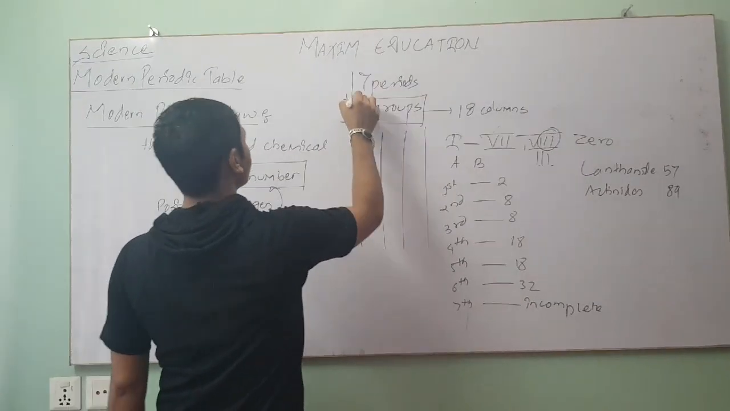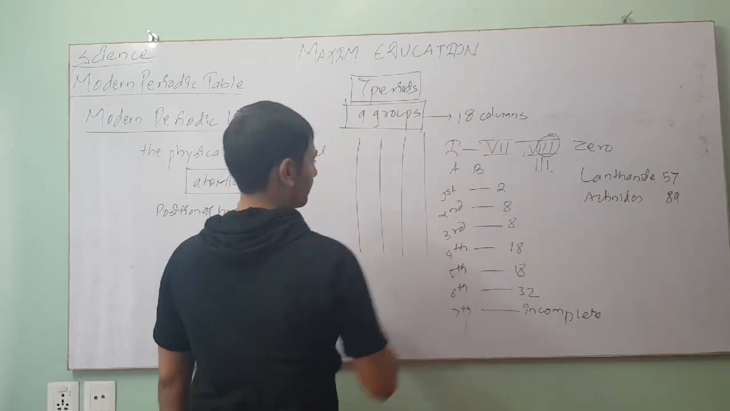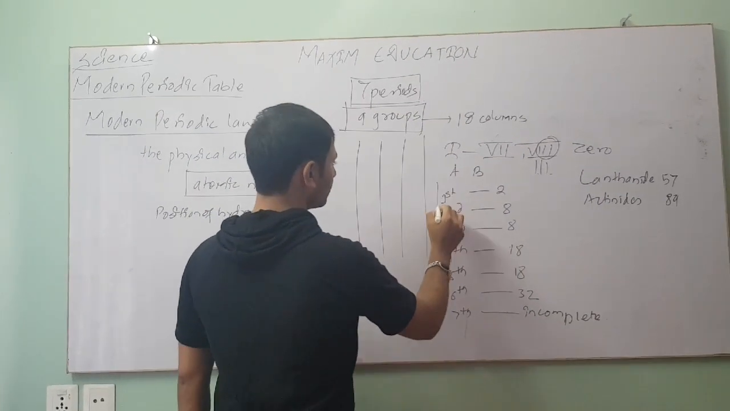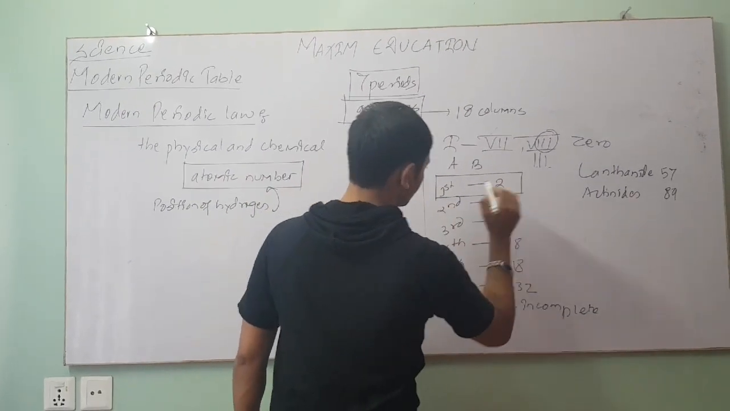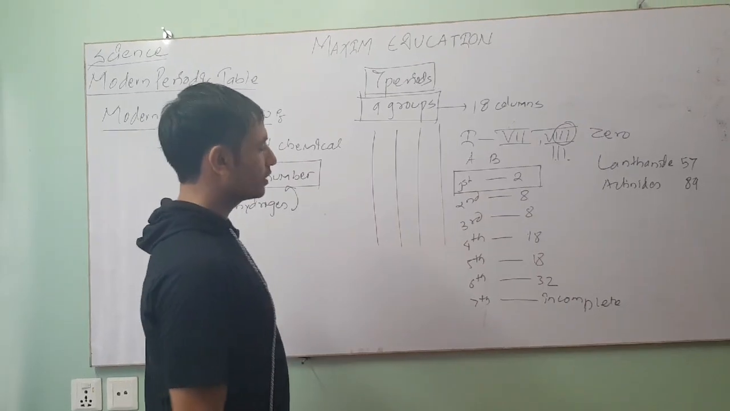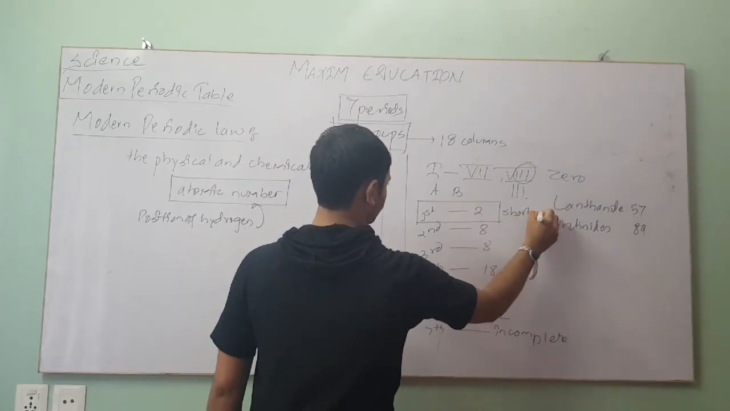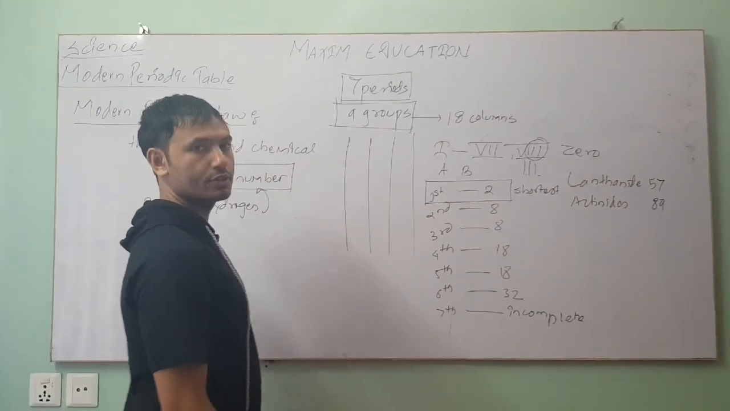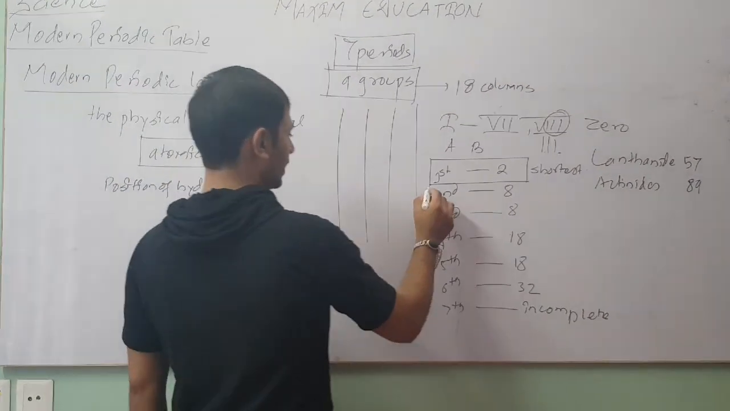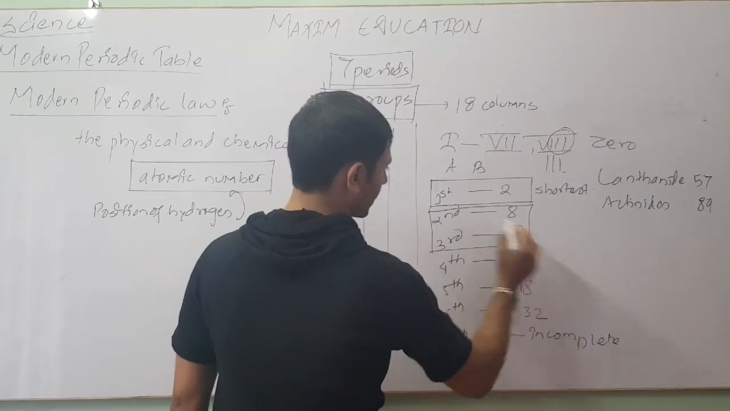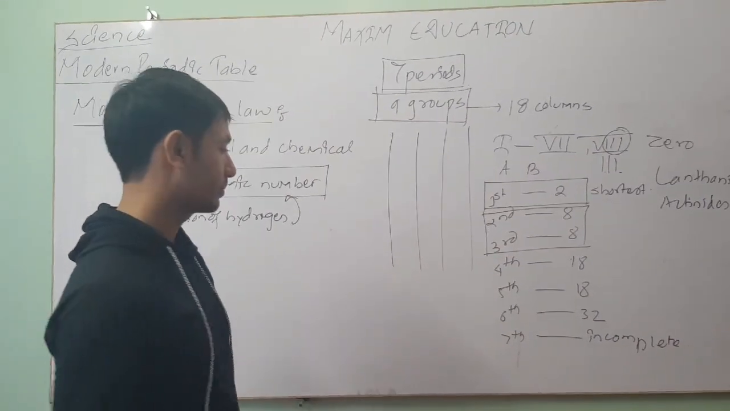The 7 periods in the modern periodic table. The first period consists of 2 elements, so it is called the shortest period. Just 2 elements in the first period. The second period and third period consist of 8 elements. They are called short periods.